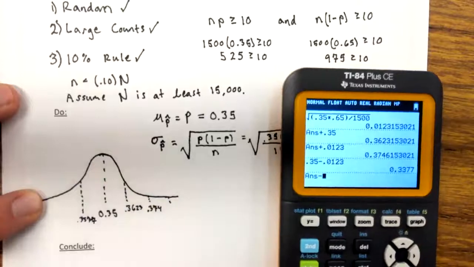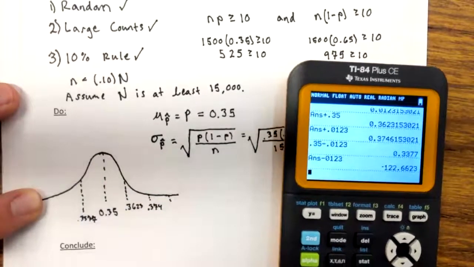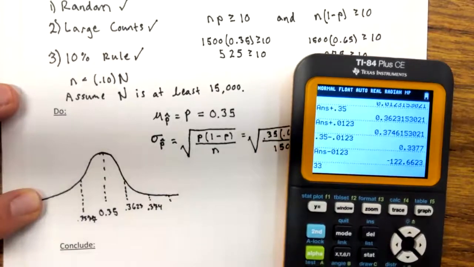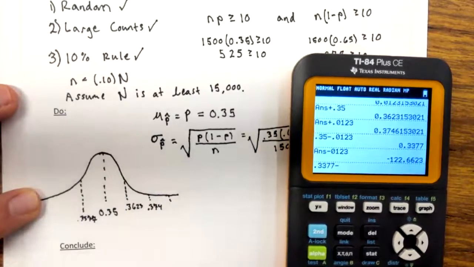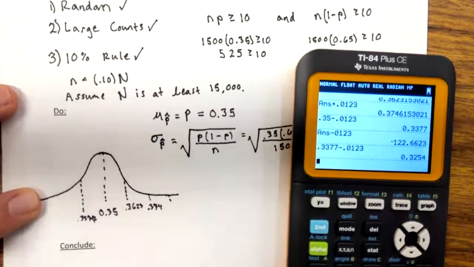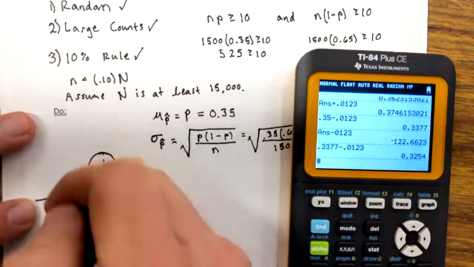0.3377. Let's do that one more time at least. 0.0123. Whoa, I didn't put... All right, let's try this again. 0.3377 minus 0.0123. 0.3254.